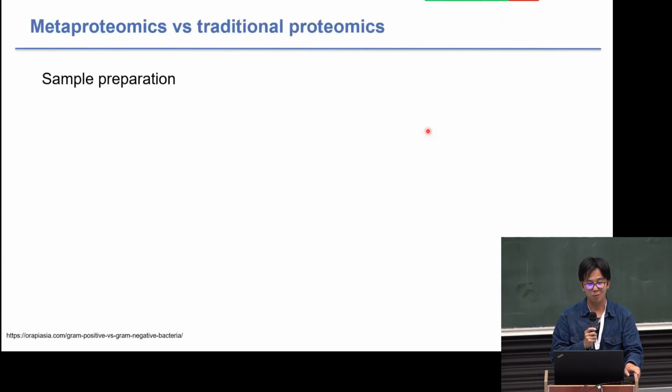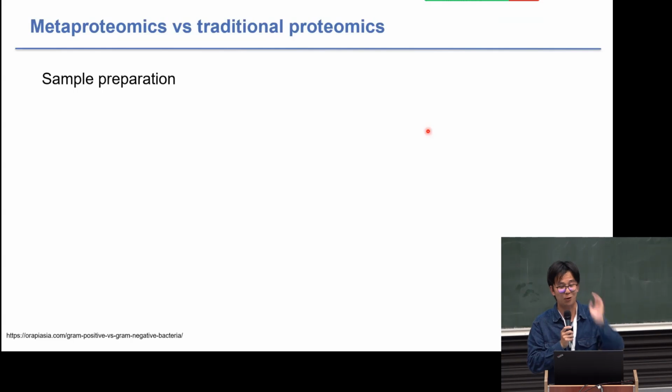So before, I compared metagenomics and metaproteomics, which have the meta part in common. Next, I would like to introduce the difference between metaproteomics and traditional proteomics, which in most cases focuses on one single or very few organisms at the same time. The first difference is in the sample preparation part.